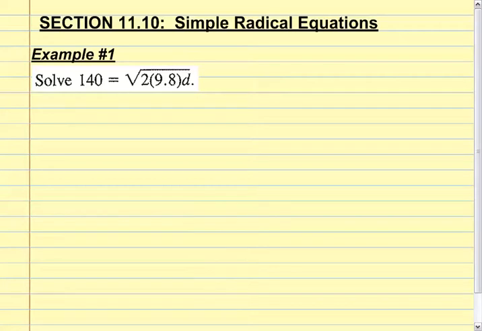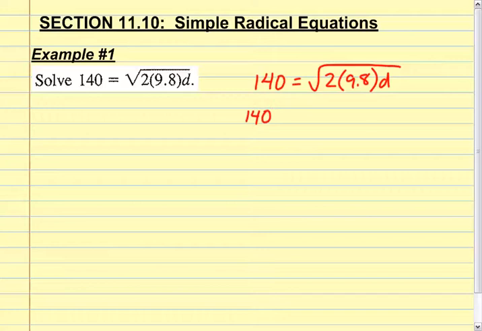Let me show you. I'm going to rewrite this just so that I'm not messing with the words over there. So I've got 140 is equal to the square root of 2 times 9.8 times d. Now, first thing I'm going to do, guys, is simplify the stuff underneath the radical. I don't know why they've got it like that, but let's say we've got 140 is equal to the square root. What is that? Is that 19.6? Right? 19.6 d.